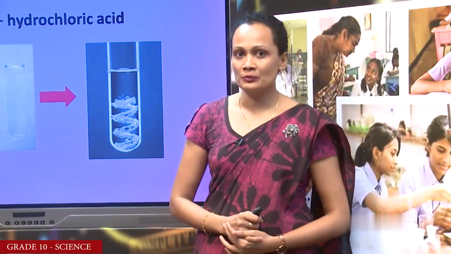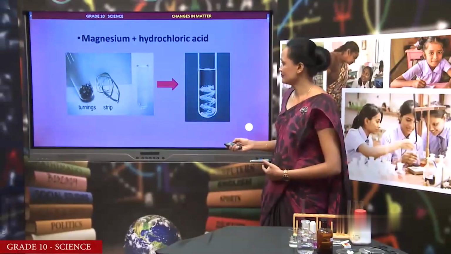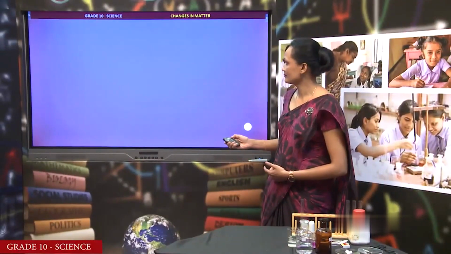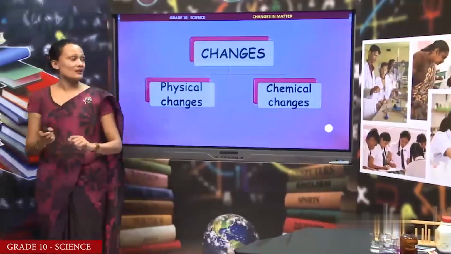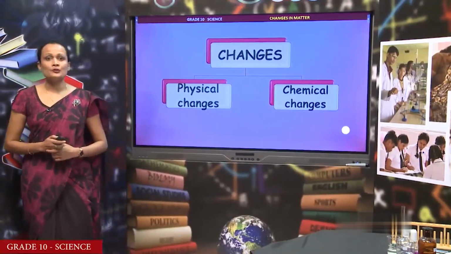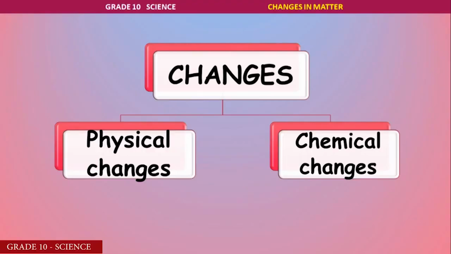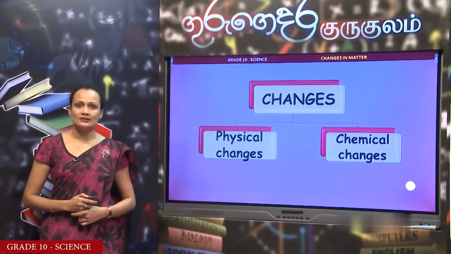Now I am going to move to the changes in matter. If we consider changes, we can divide them into two main groups: physical changes and chemical changes. Then I am going to explain the physical changes and chemical changes separately. First we are going to discuss the physical changes.